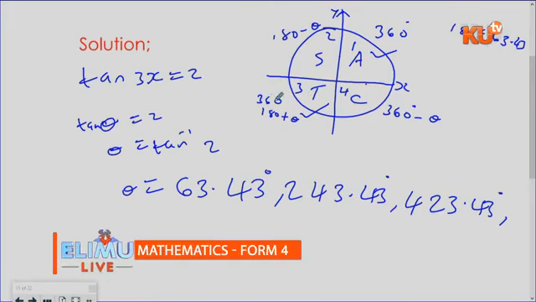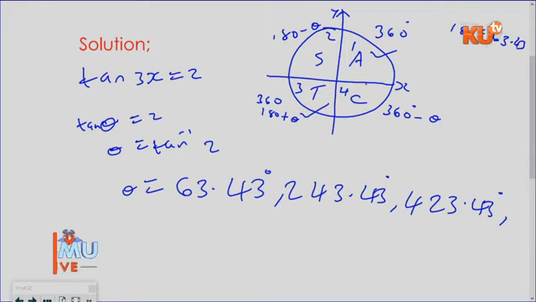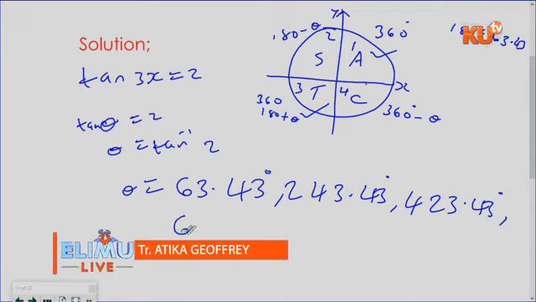Let's move on to the third quadrant. You'll have 360, you add 180, you add theta. So 360 plus 180 plus theta. Our theta, don't forget our theta, it's 63.43. So this will give us 603.43 degrees. Very good.